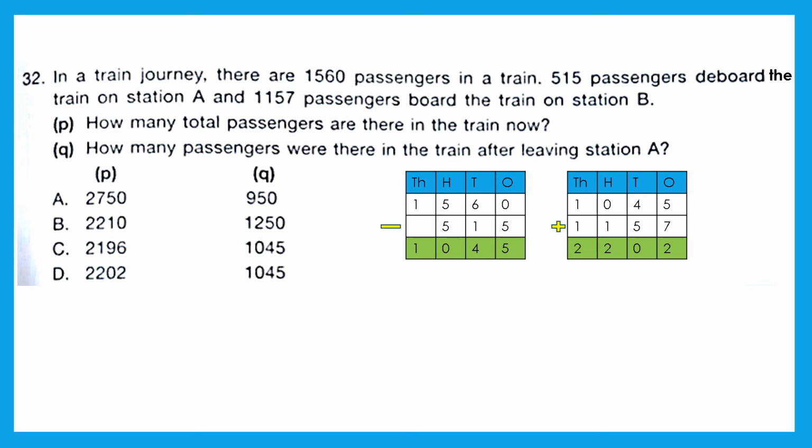Let's see the statement Q. How many passengers were there in the train after leaving station A? Oh wow, we already solved that. That is the first subtraction which we did. That is 1045. So the right answer here is option D.